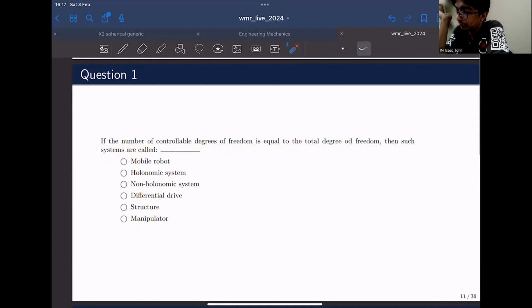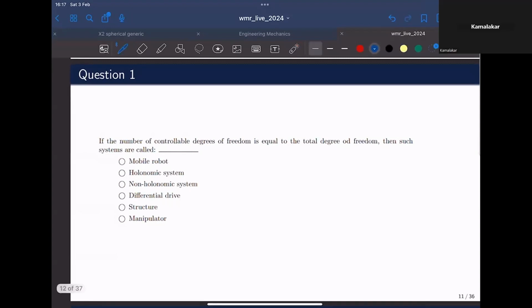If the number of controllable degrees of freedom is equal to the total degrees of freedom. So if you have a mobile robot and you can control it along U, V, and R in all possible directions, and the total degrees of freedom that a mobile robotic system can have is 3, because it has 2 translations and 1 rotation. And if all the degrees of freedom can be controlled, then the system can be called a holonomic robot.